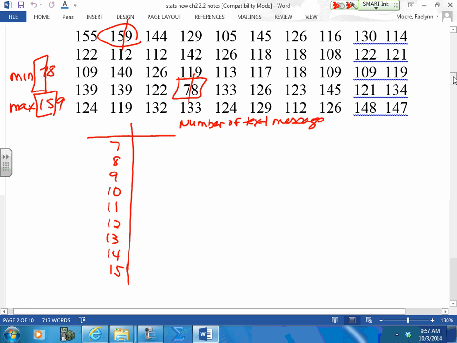Now, within each row here, we take all the leaves for that number and we put them in order. So for instance, take a look at all your 70s. We only have one, 78, right? So we take the leaf, 8. All your leaves have to line up. They have to be in a line, because if you don't put them in a line, you're not going to be able to tell who has the most, who has the least.